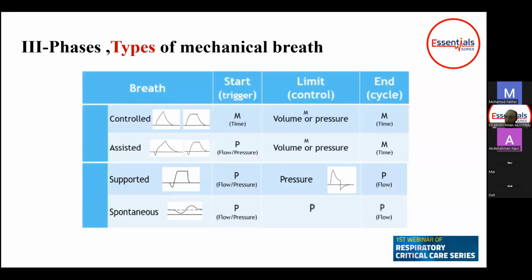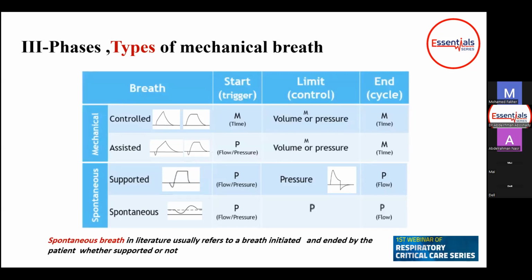For the sake of classification and medical literature, the controlled and assisted breaths are called mandatory breaths. So any breath that the ventilator cycles and controls its time is called a mandatory breath. And any breath that the patient starts and ends is called a spontaneous breath. So when we call a breath spontaneous, we refer to a breath that is initiated and ended by the patient, either supported or completely spontaneous. So the first two breaths, the controlled and the assisted, are called mandatory breaths. And the second two breaths are called spontaneous breaths, either supported or spontaneous. This is very important when it comes to classification and to reading the literature about ventilation, because when we refer to a spontaneous breath in the literature, we mean supported and spontaneous, not only spontaneous.